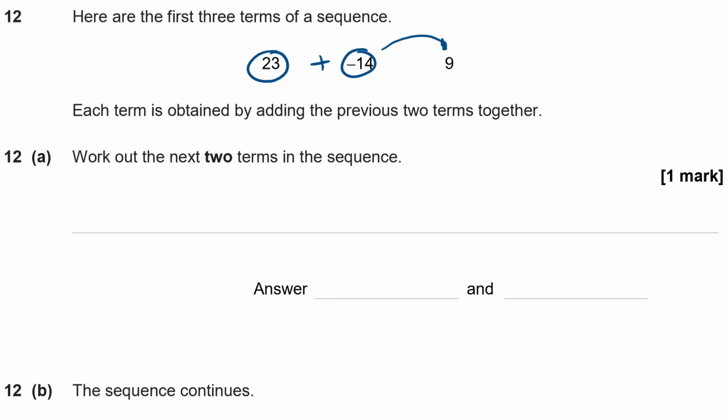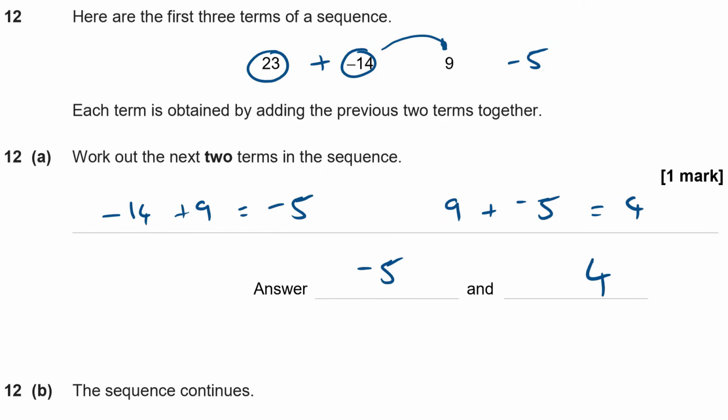Well, the next term I'm going to get by taking my minus 14 and adding on the 9. That's going to give me the next number in the sequence. So negative 14 plus 9 is minus 5. So my next term in the sequence is negative 5. And then my next term I'm going to get by adding 9 and negative 5 together. So 9 plus negative 5 is 4.